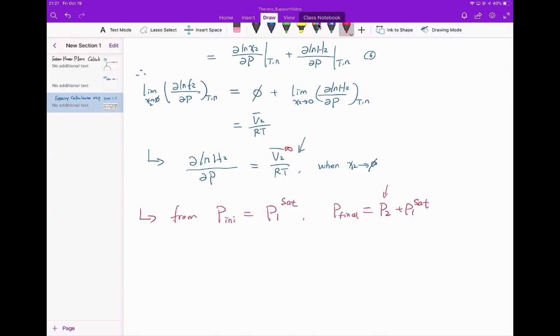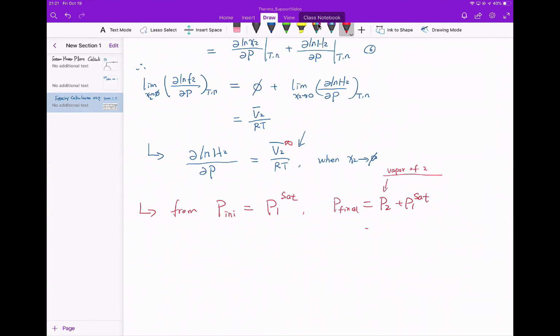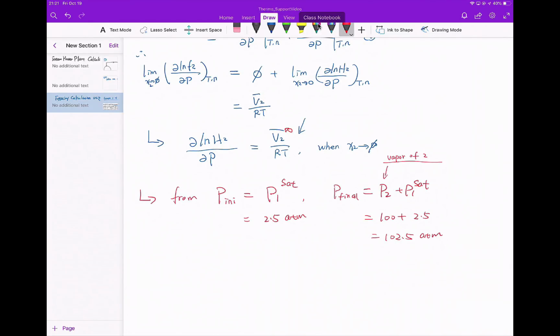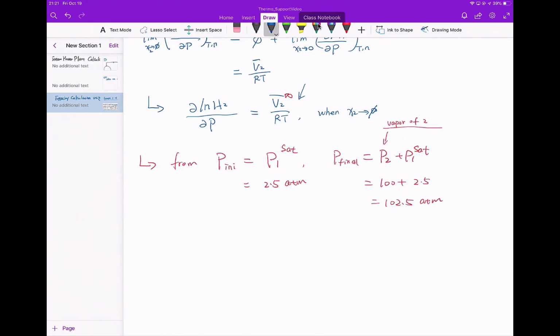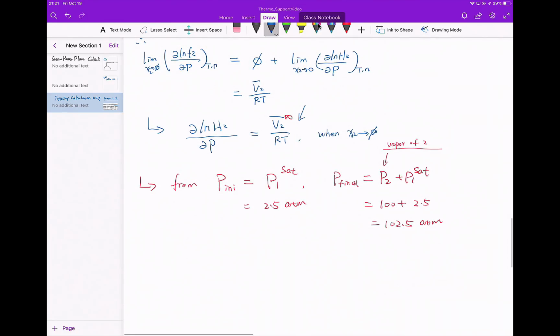This is a vapor, majority in the vapor. So this is 100 plus 2.5 atm. This is 100 plus 2.5, which is 102.5 atm. Okay, so if that is the case, then we are going to calculate this.